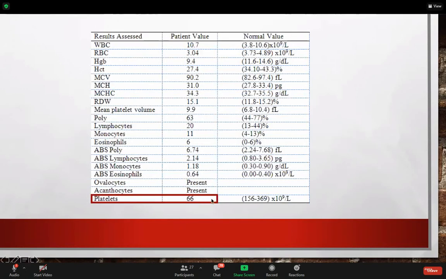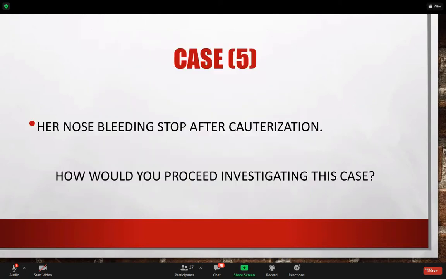So you can clearly see that the platelets are low. So she has thrombocytopenia. Her nosebleed stopped after cauterization. How would you proceed investigating this case?